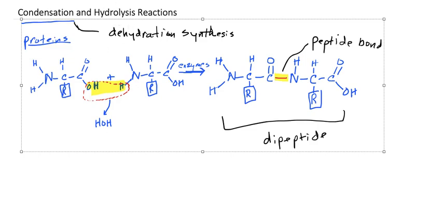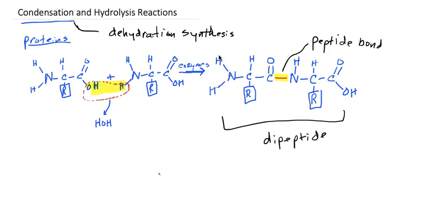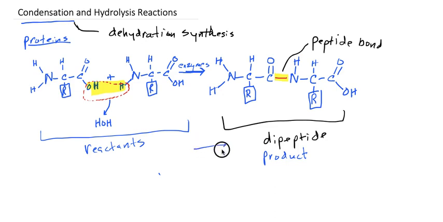So this is what I need you to be able to visualize. So we know that this is our reactant side. These are our reactants, and this dipeptide here, this is our product. And in a chemical reaction, you have reactants that make your products. If we wrote this on the reactant side, then we write our arrow, and then we would show both of these here on the product side. That would be hydrolysis.